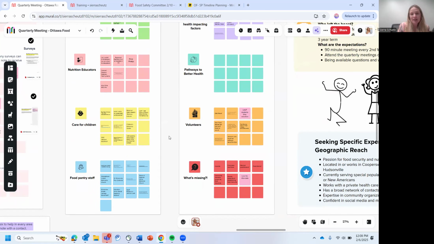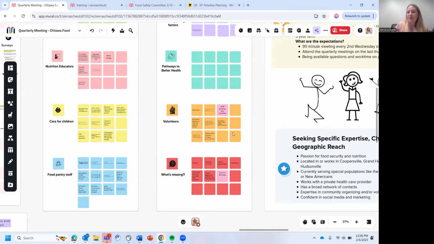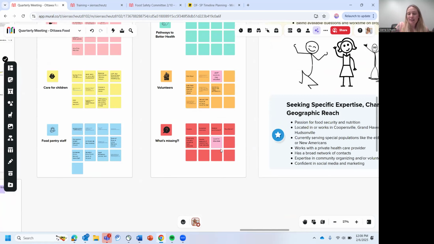food pantry staff, housing or other health impacting factors, pathways to better health, which you'll see is blank because we've already got that focus group scheduled for next week. Volunteers, we really want to hear from volunteers. And then also here in red at the bottom, we've got what's missing.